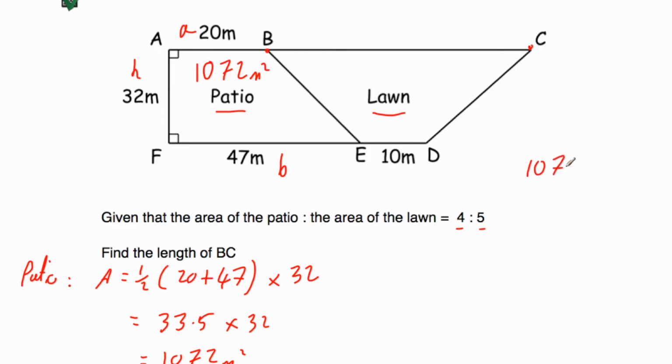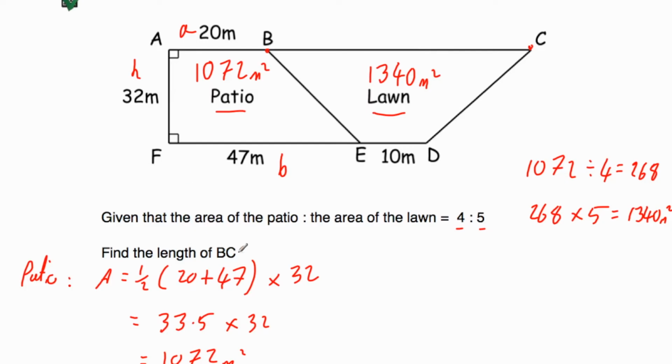So if we do 1072 divided by 4, that tells us how much is in one part, which is equal to 268. And then if we take our 268 and multiply that by 5, that would tell us the area of the lawn. So times by 5 is equal to 1,340 square meters. So the area of the lawn is 1,340 square meters. So what we've done is we took the area of the patio, we divided it by 4, and then we times it by 5 to find the area of the lawn.